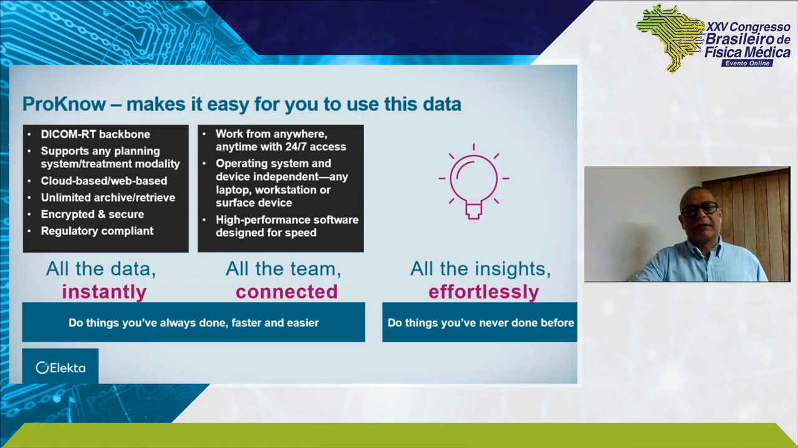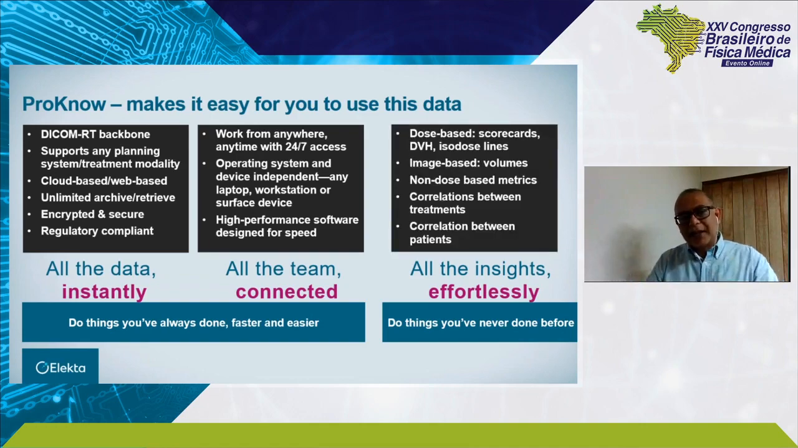Because of these two things, it allows you then to start manipulating or using the data. Things like all the dose-based scorecards, dose volume histograms, isodose lines, the things you would expect from DICOM data. You have image-based insights, volumes, the distances between structures, things like that. Also non-dose-based metrics you can put on there. Anything that you're using to manage outcomes, for example. You can also measure correlations between treatments or between patients. So these are some of the things that I'll show you in the following slides.